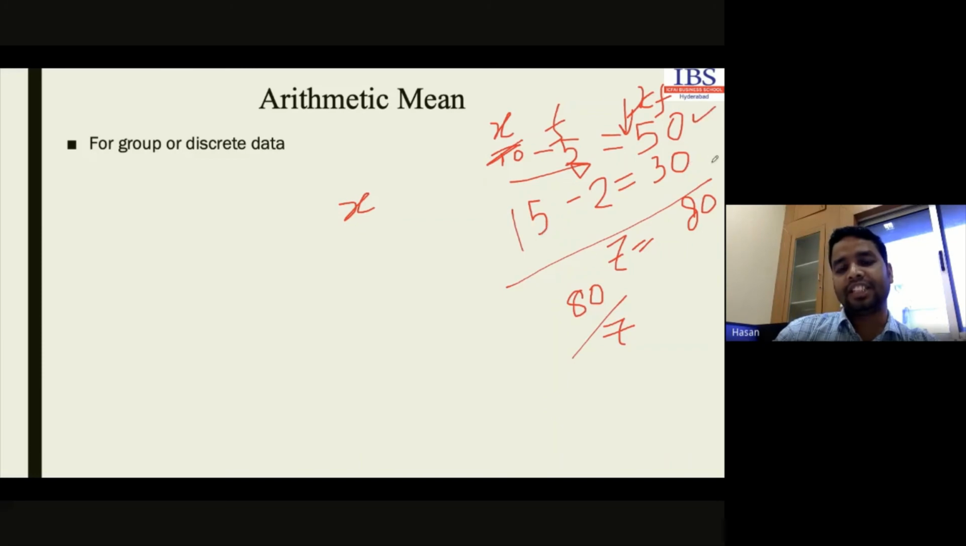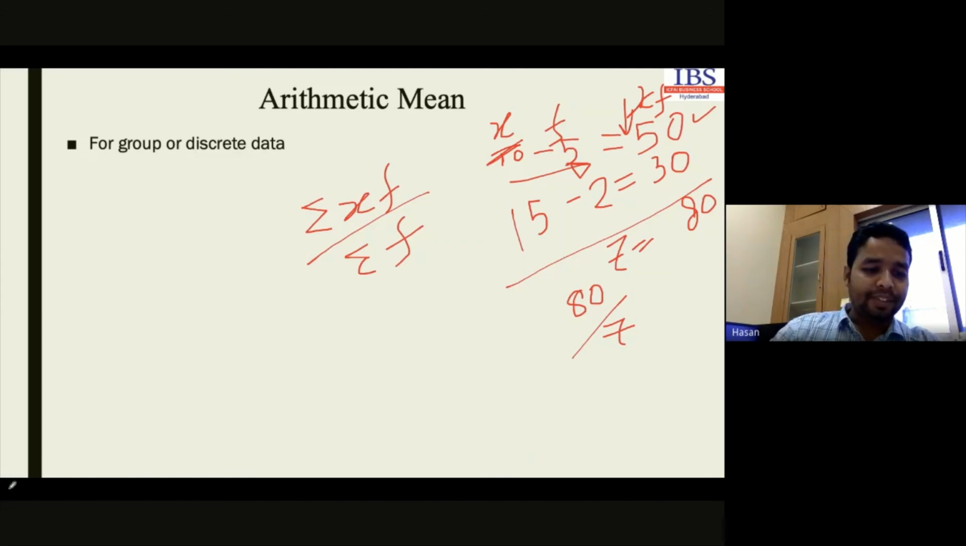Then again for the second column, the same rule. After that, we'll have to take the sum of each and every xf and divide this sum by the total frequency we have. So this will give the arithmetic mean of the grouped data or discrete data, right? Is that clear? Yes, sir.